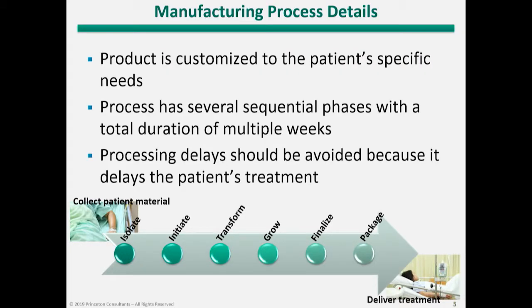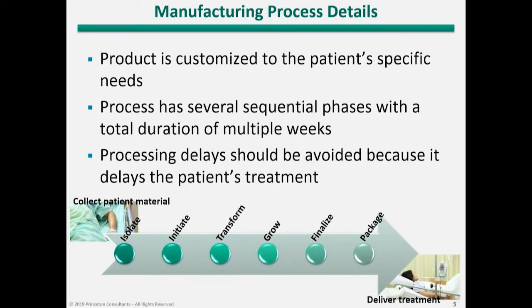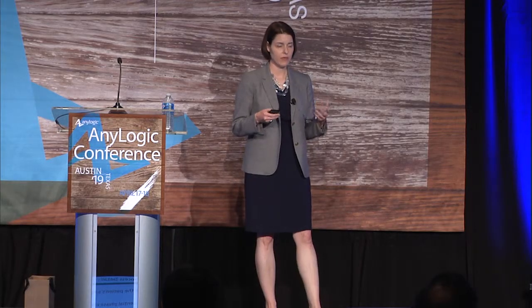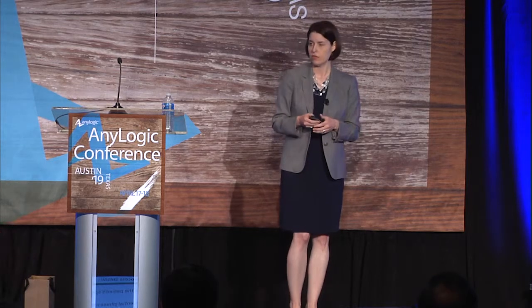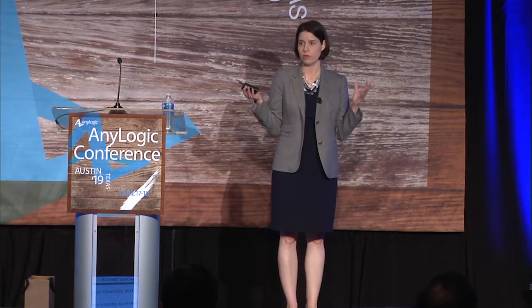So again, like I said, in terms of the process, this is customized to the patient's needs. The patient actually provides cellular tissue for this treatment, so it is very custom to each person. What one person would get looks very different from another in terms of the cell makeup. And there are a bunch of sequential phases that I've listed here, so you can see we go through isolate, initiate, transform, grow, finalize, and package. And so we go through all these phases. This actually takes a couple of weeks. So the patient comes in and they make a donation of their cellular material. It goes through this weeks-long process, and they come back and they get the treatment afterwards.